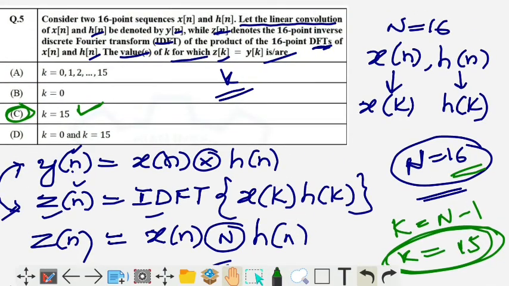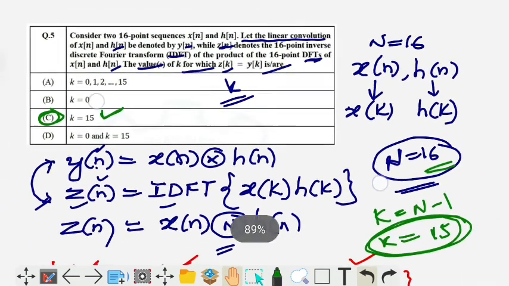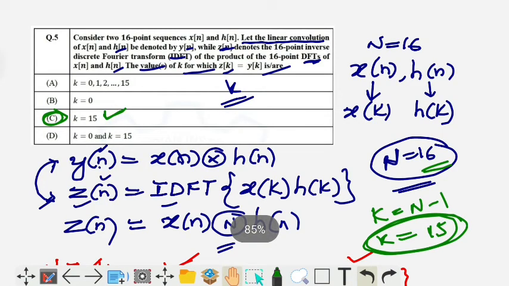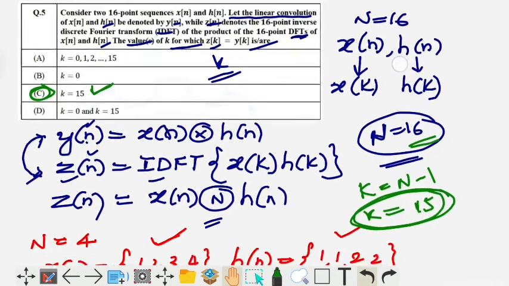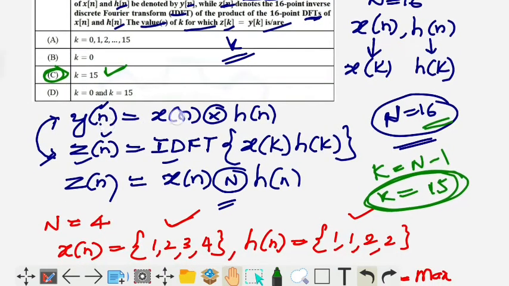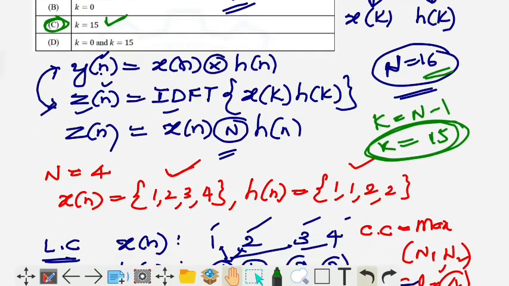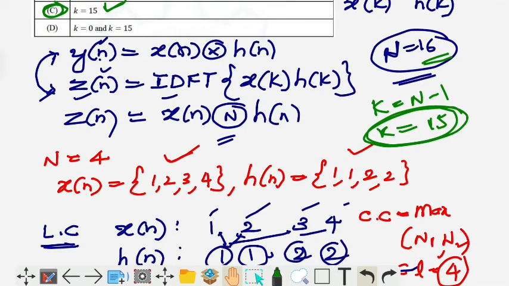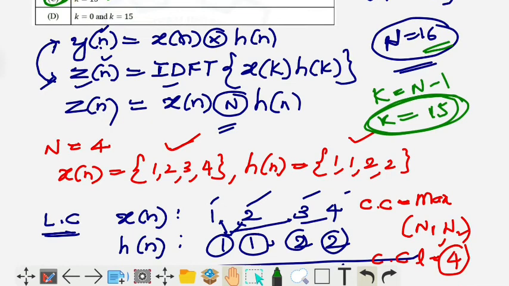Let's sum it up. What we have done here: given x of n and h of n are 16 point sequences, y of n is the linear convolution of x of n and h of n, and z of n is given by the IDFT of X of k times H of k. This is nothing but the circular convolution of x of n and h of n. So the question is about where the circular convolution and linear convolution have the same value.